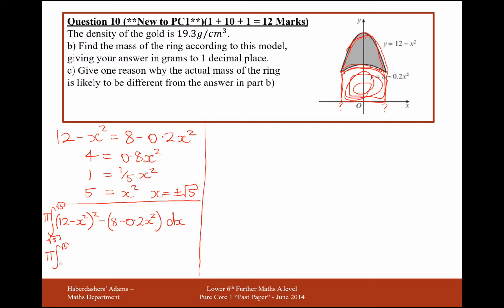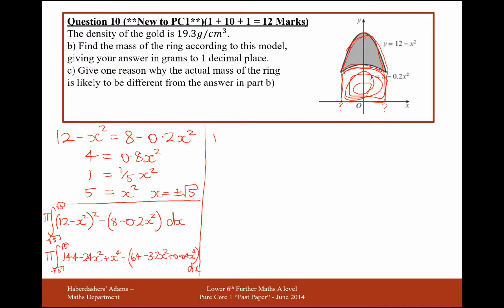Okay, so let's expand the brackets and group this together. It's going to be 144, take away 24x squared, add x to the 4, take away all of 64. 0.2 times 16 is 3.2, so that would be take away 3.2x squared, and then 0.2 squared is 0.04, that would be x to the 4, dx.